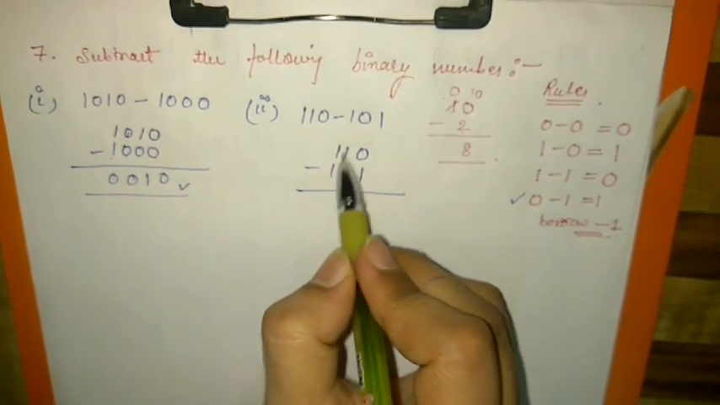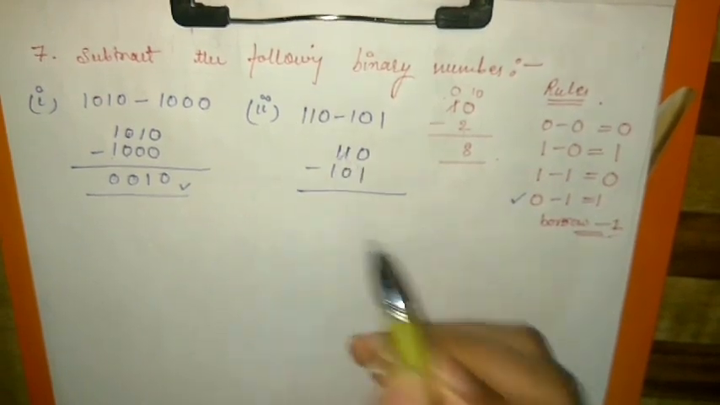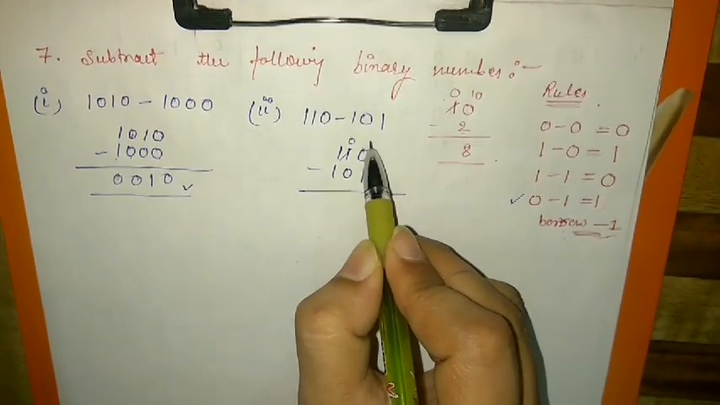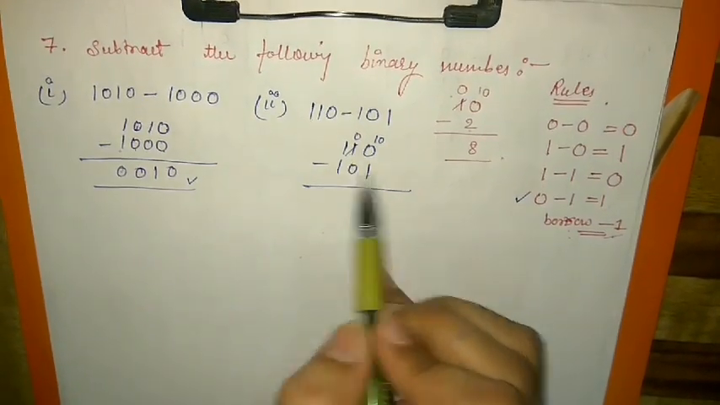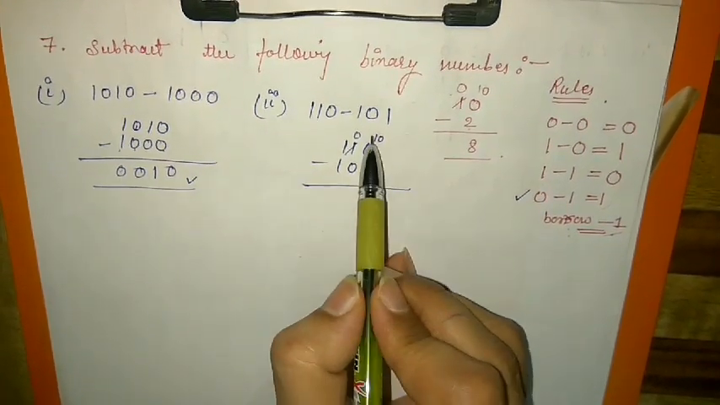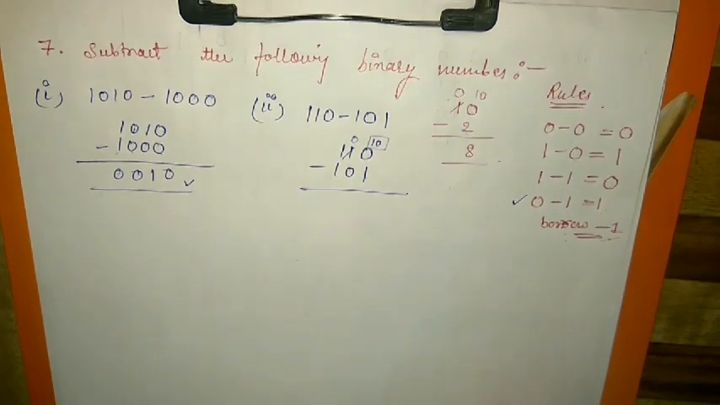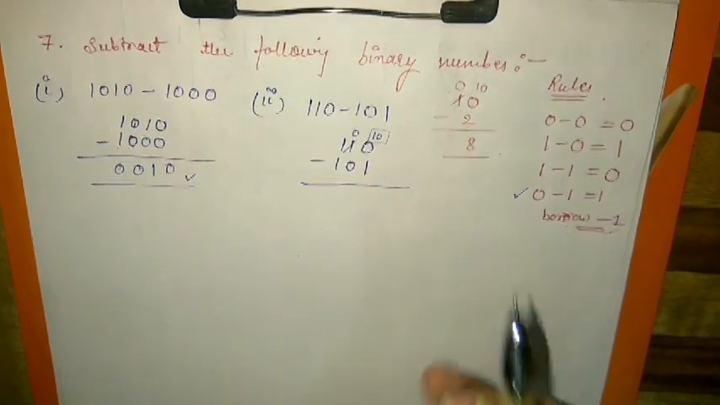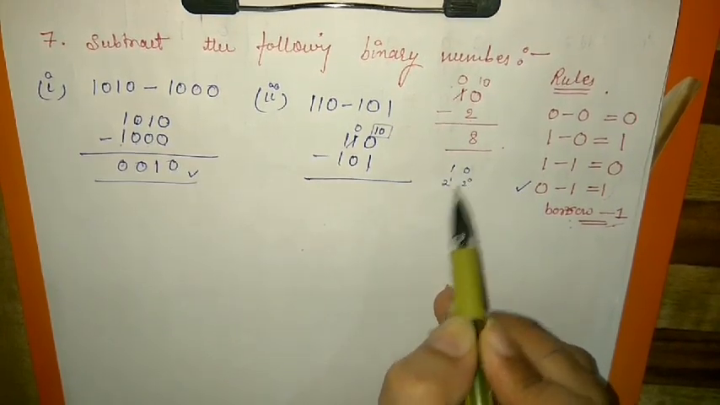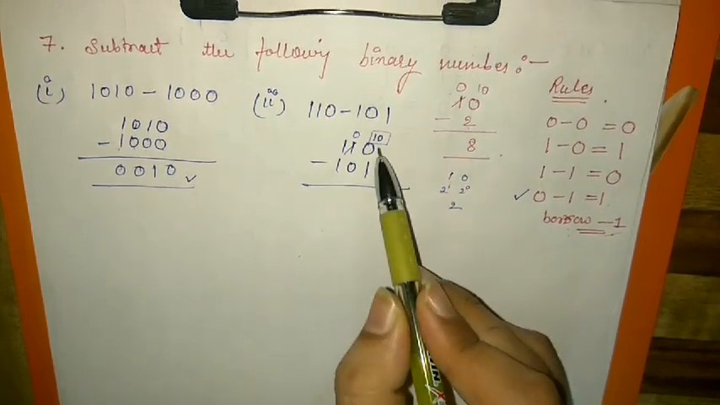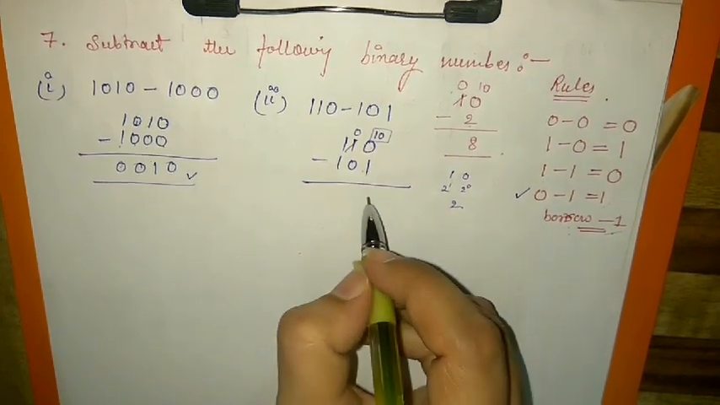Yes, so you have to borrow from the left hand side. If you borrow from here, it becomes 0 and this becomes 10. Since we are talking about binary numbers, if you convert 10 to a decimal number, then what will you get? You will get 2 to the power 1, 2 to the power 0, and you will get 2. And 2 minus 1, you will get 1.